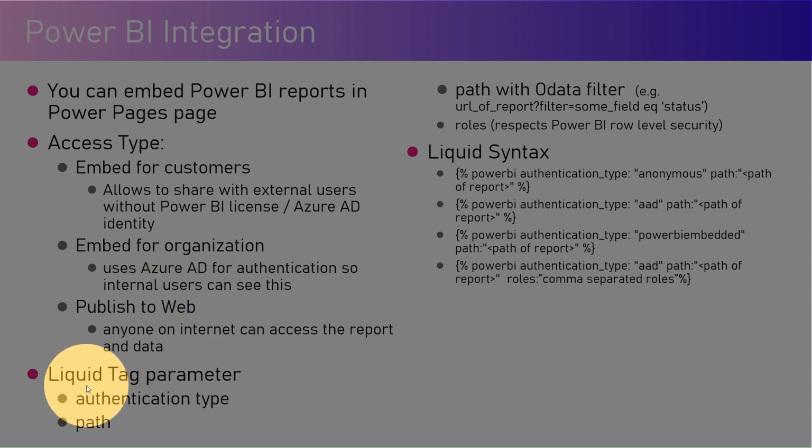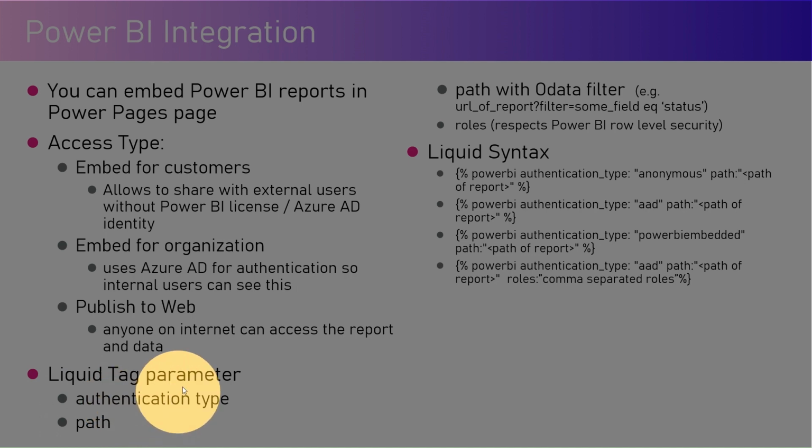Now, liquid tag parameters. I'm going to demonstrate to you using the liquid tags, so not from the user interface, but by going into the backend of Power Pages and then embedding those liquid tags. For the liquid tag parameters, there are a couple of things which are mandatory: one is authentication type and the path. There is an optional component called roles as well, and within path, you can append an OData filter as well.